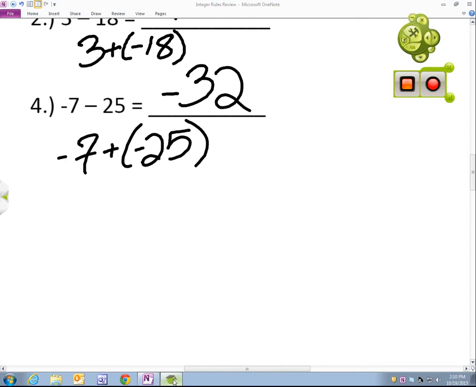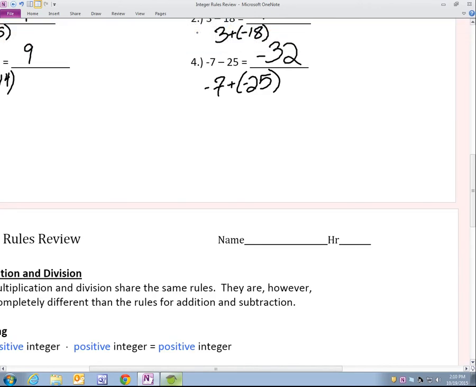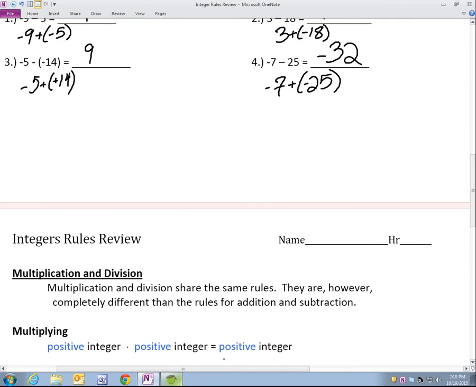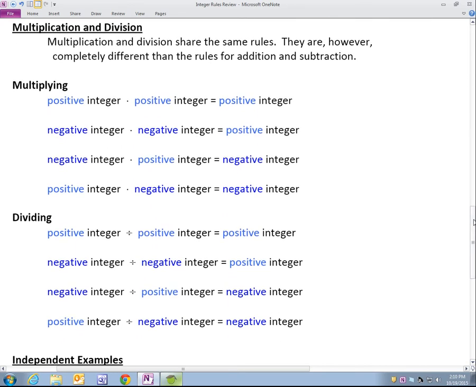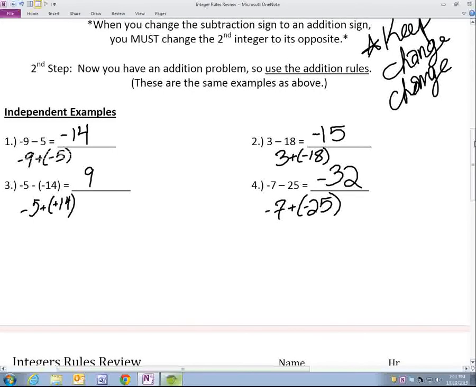Yes. Let's double check that. Yes, so with number 4, when we did this the first time, the subtraction, wouldn't we have gotten a completely different answer? Oh. Got it? Okay.